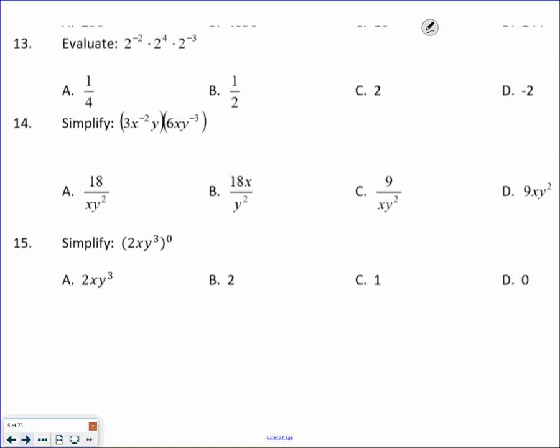2 to the negative second times 2 to the fourth times 2 to the negative third. Adding exponents. Notice I don't change the 2. Negative 2 plus 4 plus negative 3. You end up getting negative 1. And so 2 to the negative first power.